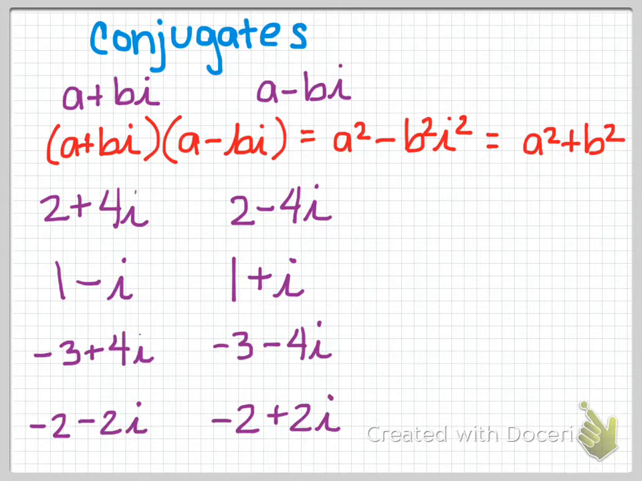So, the conjugate is really just changing the sign in between a and b, from a positive to a negative, or a negative to a positive. Plus or minus, either way.